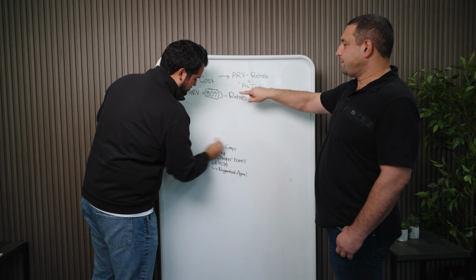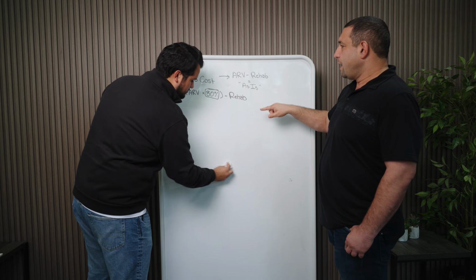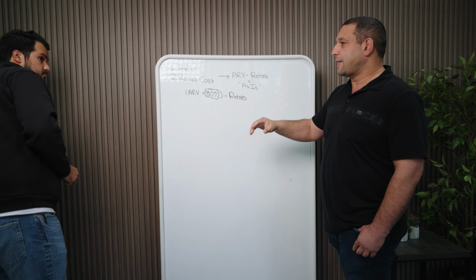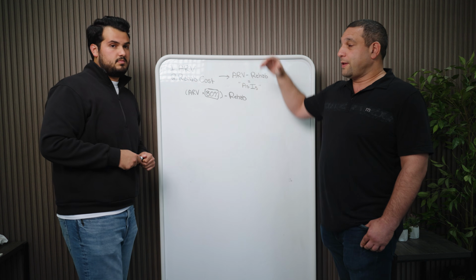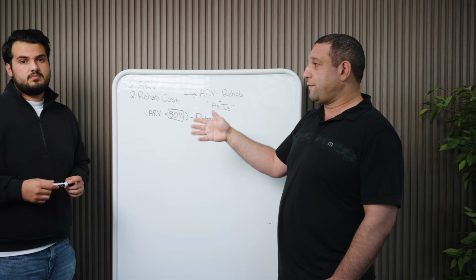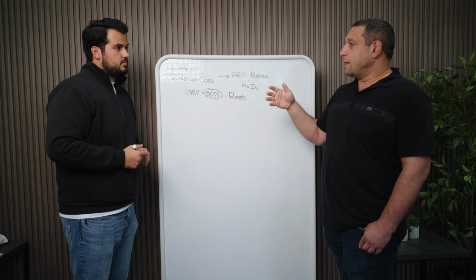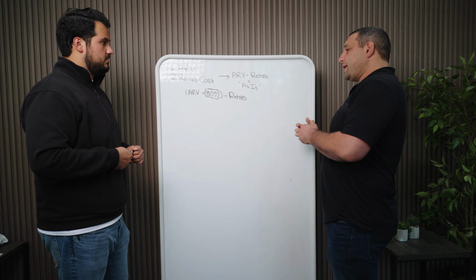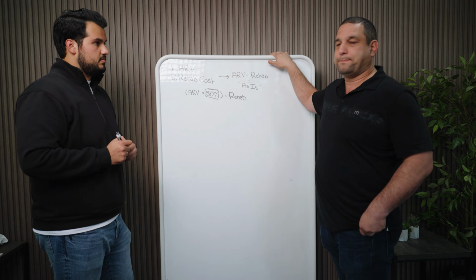So you're at ARV times 80% minus rehab. Let's take an actual property and underwrite that exact property. Yesterday we went to a property, we walked it for the first time, we just bought it. Let's break down a real property, and we'll walk you through the property as we go, and then show you these numbers.